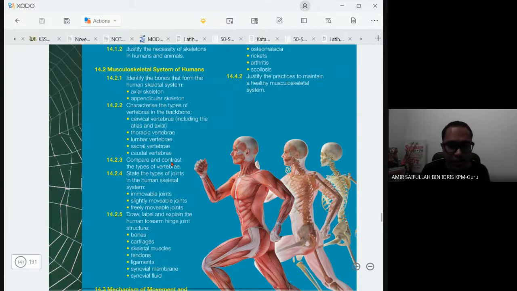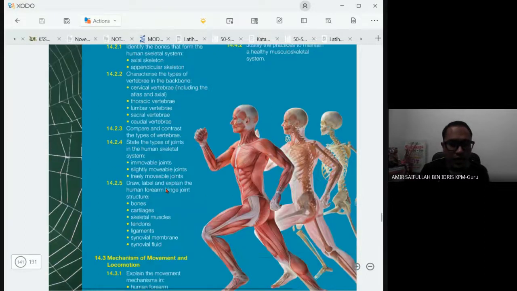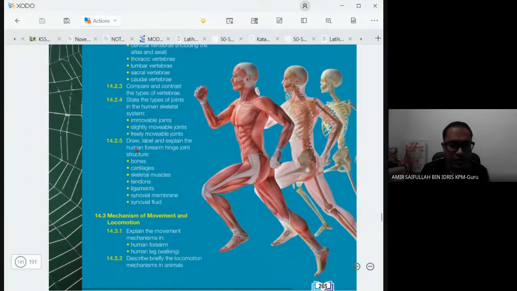Next, compare and contrast between the types of vertebrae. Apa perbezaan dan persamaan between all these vertebrae? Tulang-tulang belakang ni, apa persamaan dia? And then we're going to see also the human hinge joint. Nanti kita akan tengok apa benda joint ni.